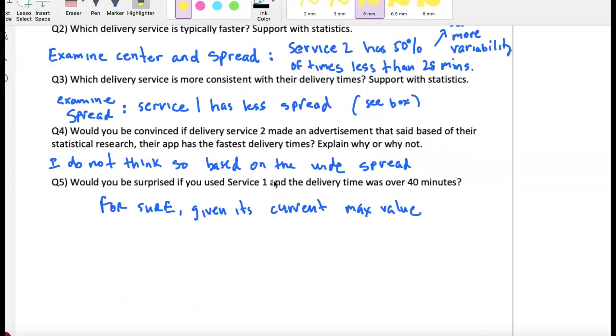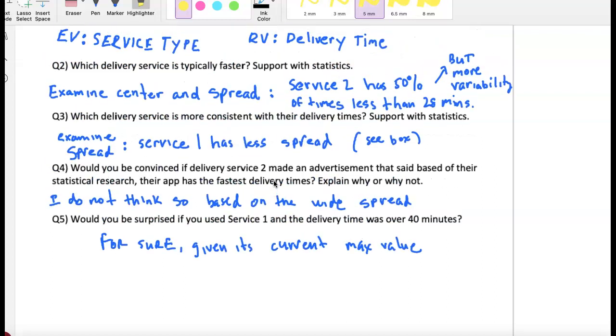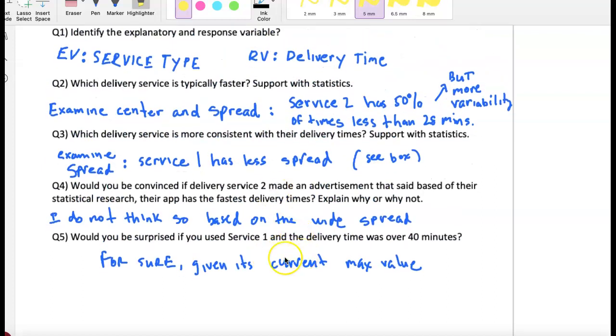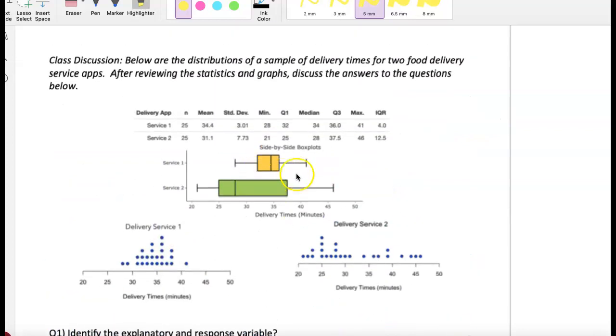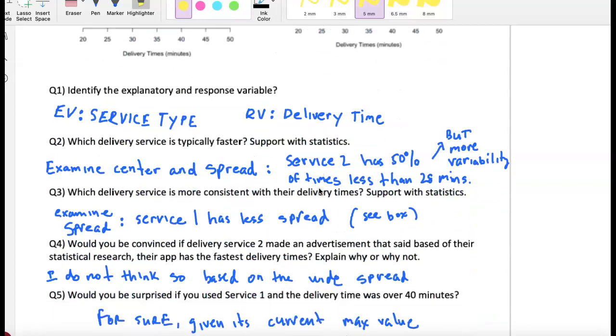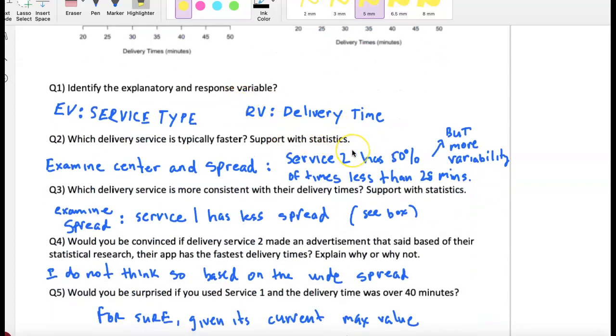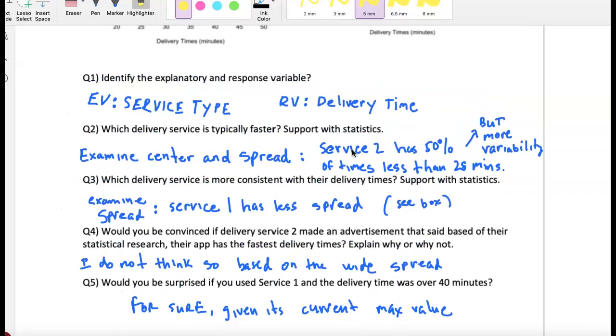And then you also have to think about, like in this question, would you be surprised if service 1 had a delivery time of 40 minutes? 40 is around here. That's about its max. So yeah, I wouldn't be surprised if it was 40 minutes. Not surprised if it's service 2. So which company is better, right? This is where statistics may not give us a definitive answer, but gives us information so that we can then make a decision based on what we think is important.